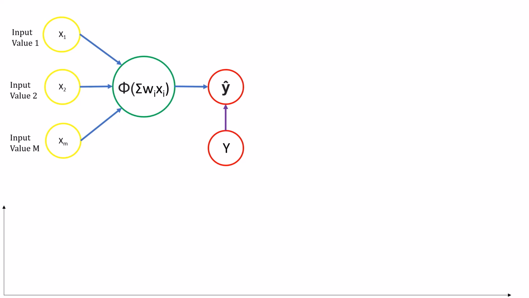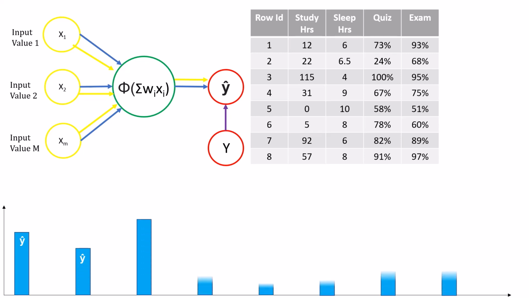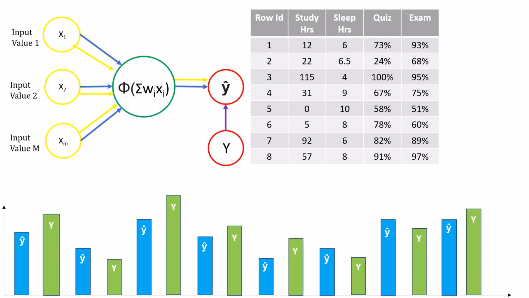Similarly, we'll see what happens when we have many rows, say 8 rows. We will refer to it as one epoch when we go through the complete dataset and train on it once. The first row of data is fed and y cap is obtained. Likewise, the second row is fed and another y cap is obtained. Similarly, third row, fourth row, and so on. Finally, we compare them all to their respective y and find the cost function.